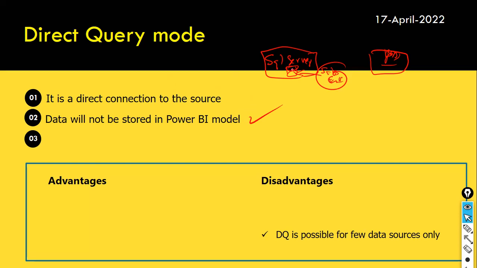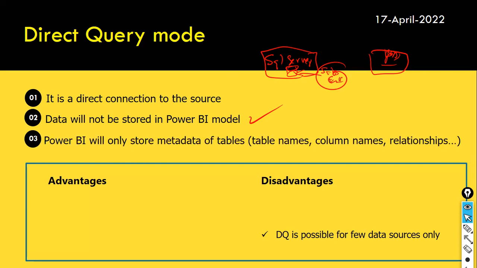So the point here is data will not be stored in the Power BI model. Instead, the data will live in the source system itself. Power BI will only store metadata of tables. Let's say you want to connect in direct connectivity mode and read the data from the sales fact table. What will happen is that only this sales fact table's metadata will get imported into your Power BI desktop.